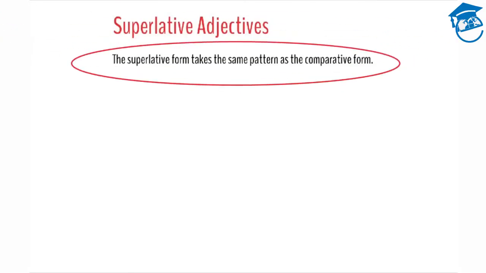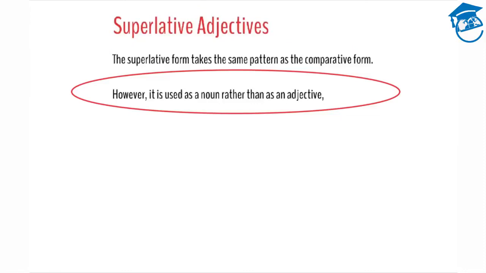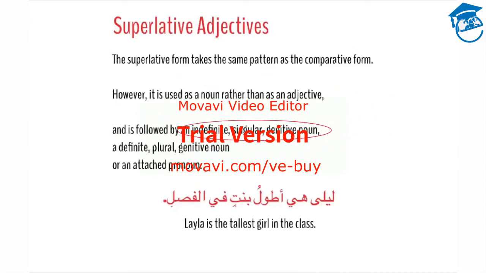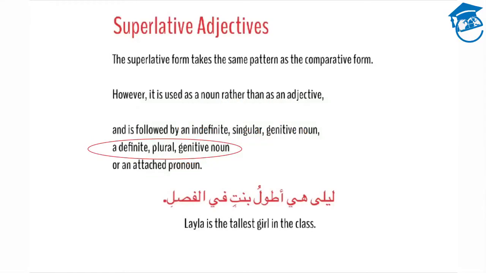Now let's take a look at the superlative adjectives. As we mentioned earlier, the superlative form takes the same pattern as the comparative form. However, it is used as a noun rather than as an adjective. It's followed by an indefinite singular genitive noun or a definite plural genitive noun or an attached pronoun.